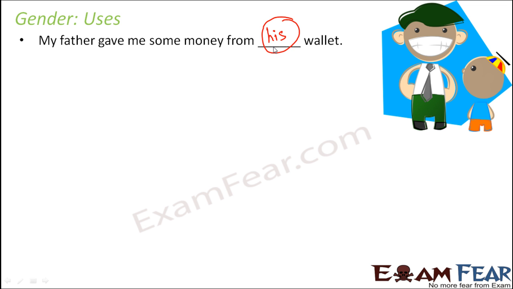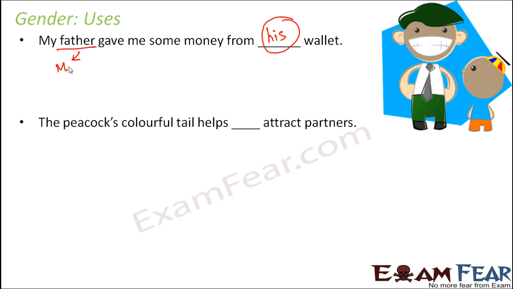Now how do we know that it will be his and not her? That's because we know that father is masculine gender. So father is male. Therefore words like he, his, him will be used for father. Similarly, if you have to write the peacock's colorful tail helps dash attract partners. Now peacock is male or female? Peacock is male, because the female of peacock is peahen. Since peacock is male, therefore it would be him, right? So the peacock's colorful tail helps him attract partners.